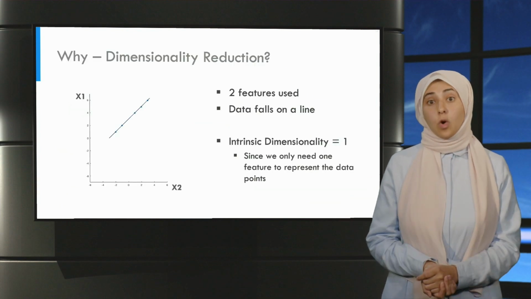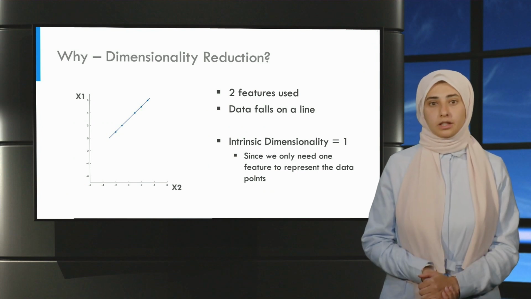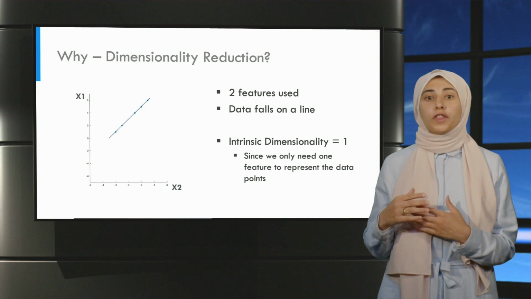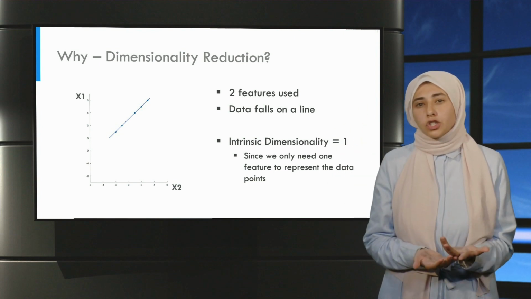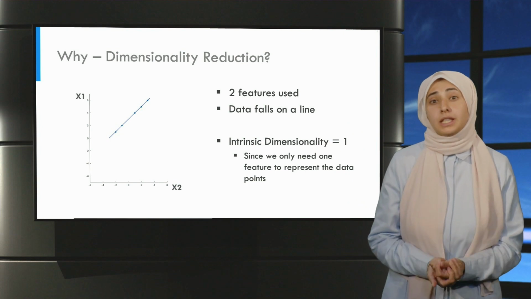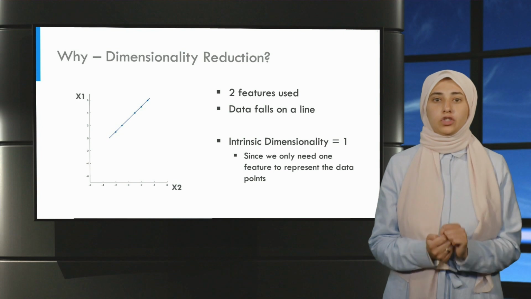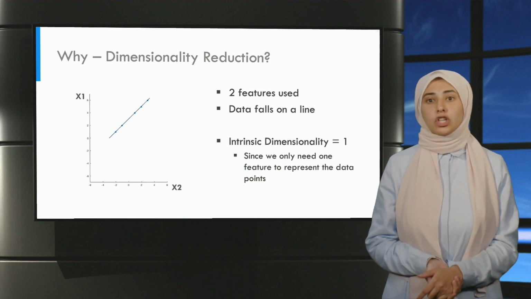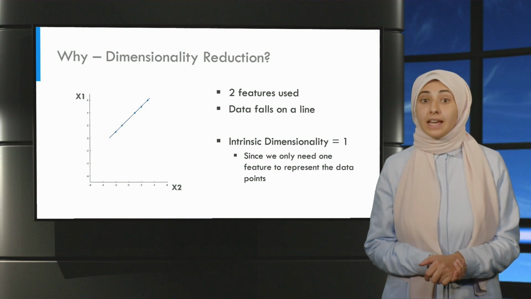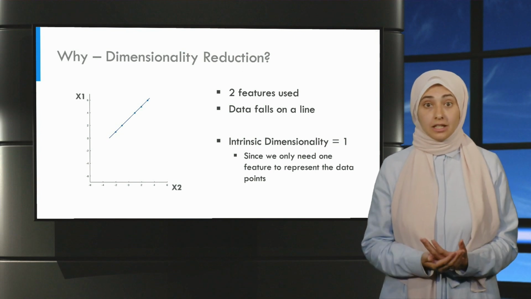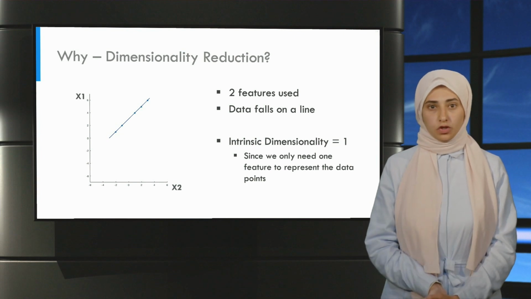Another reason is that we might be using more features than we actually need. From the image here, all the data points fall on one line, and we are using 2 features or 2 dimensions to represent the data, although it can be represented using only one feature instead. This is actually called the intrinsic dimensionality of the data. It is the exact number of dimensions needed to represent the data without losing any of the information about the features.